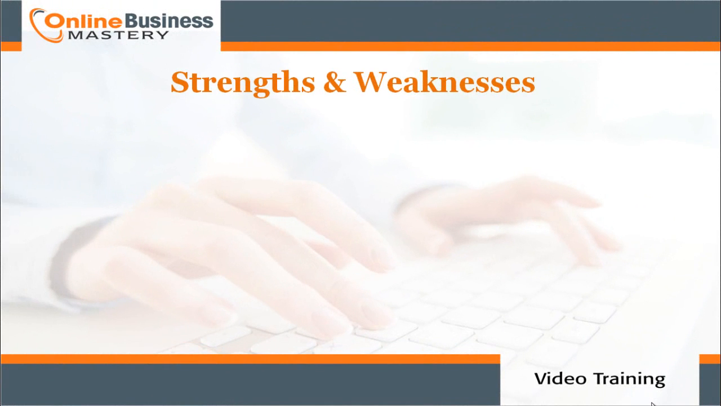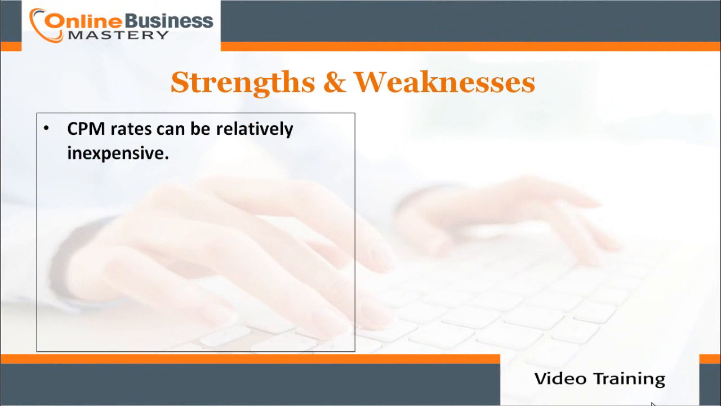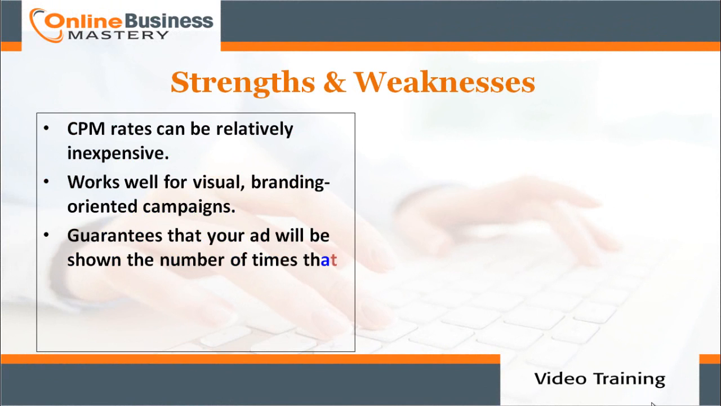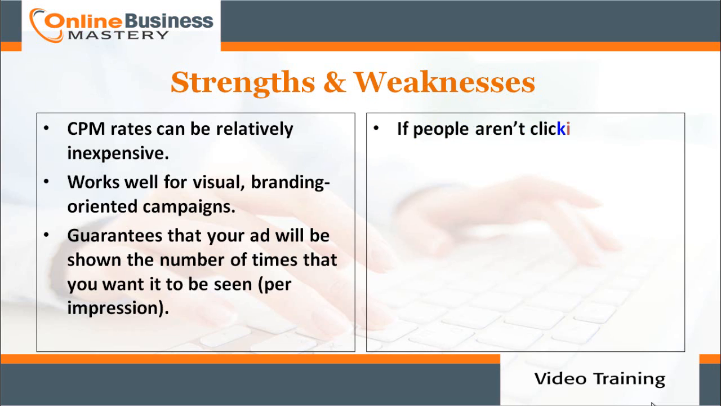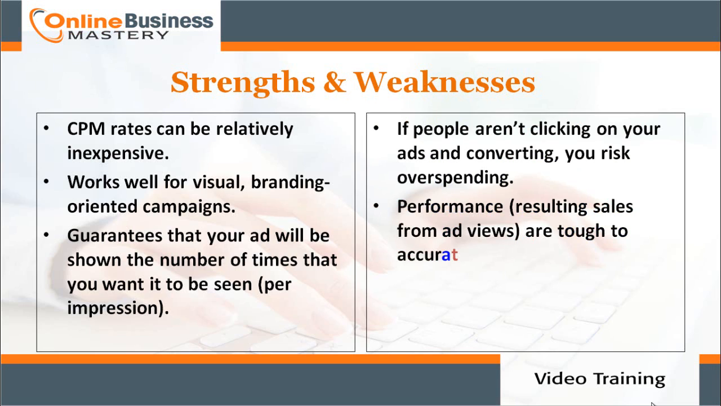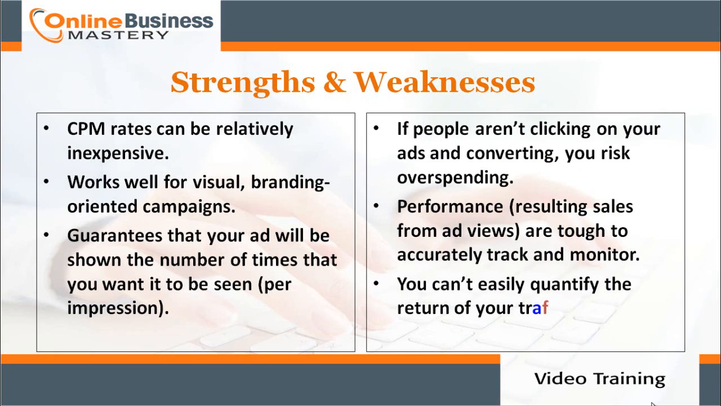Strengths and weaknesses. CPM rates can be relatively inexpensive, works well for visual branding-oriented campaigns, and guarantees that your ad will be shown the number of times that you want it to be seen per impression. If people aren't clicking on your ads and converting, you risk overspending. Performance, resulting sales from ad views are tough to accurately track and monitor. You can't easily quantify the return of your traffic until the end of the campaign.